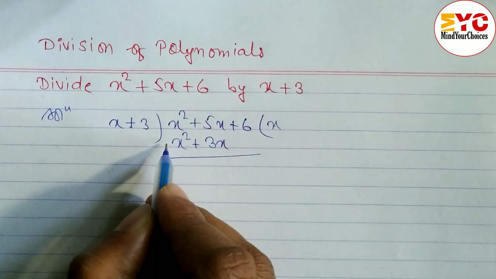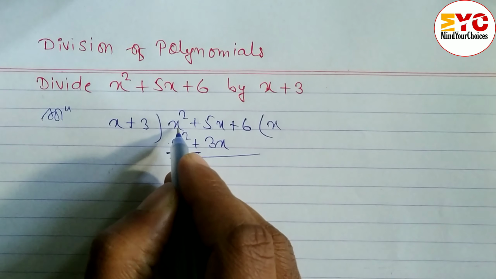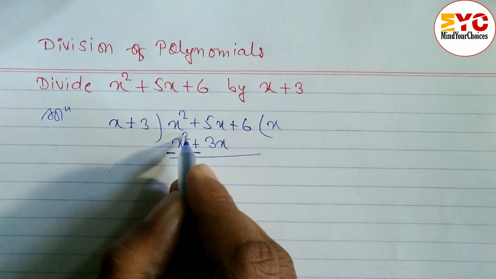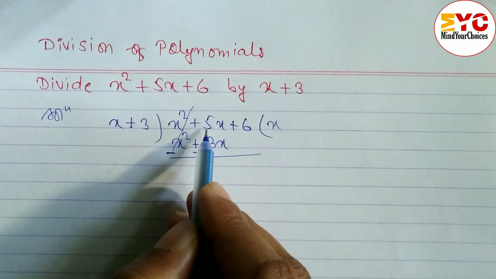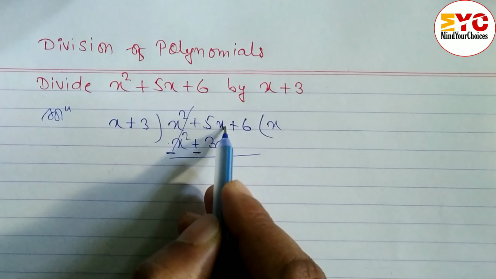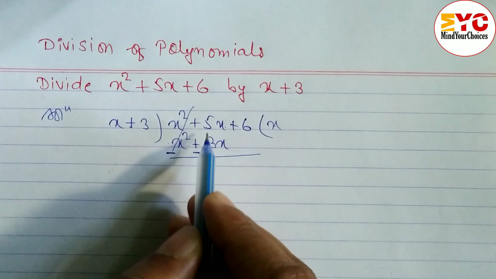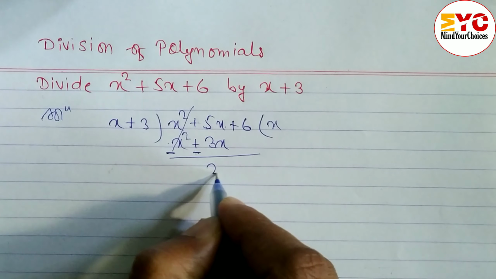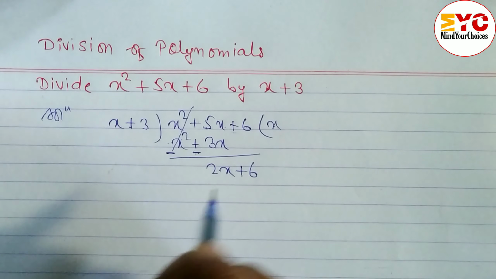Now we have to change the sign. If positive we have to write negative. You can see here x square is positive. Now the sign of x square is negative, so we can cancel this. Similarly 5x and minus 3x, these two are like terms, so we have to subtract 5x minus 3x. The sign of this 3 is minus, not plus. Change the sign. 5 minus 3 is 2, so we write here 2x. Now what remains is plus 6, so write plus 6.